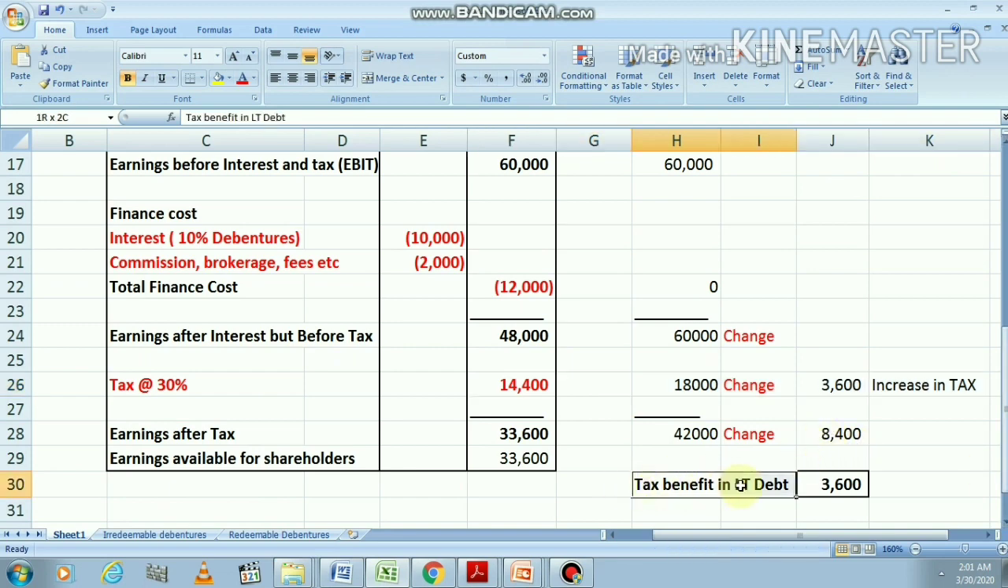So while calculating the cost for long-term debts, we have to subtract the tax benefit on the interest paid by the company.